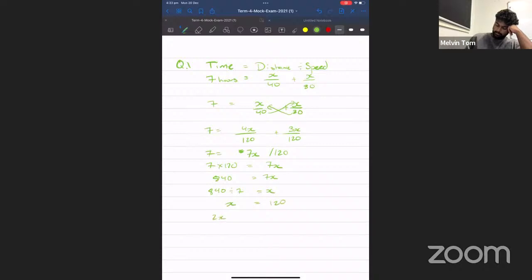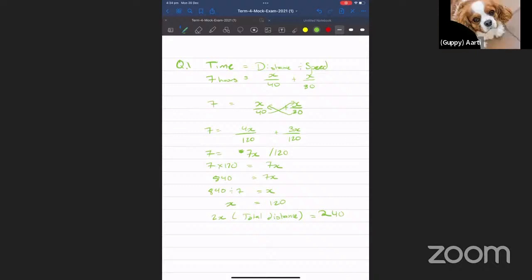So 2x, which is home to town plus town to home, total distance is equal to 240. Do you guys understand that? Yes. Any questions? No. All right.